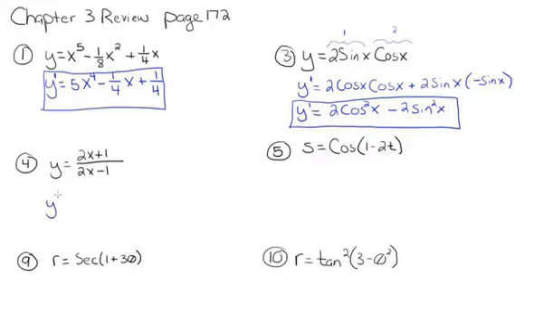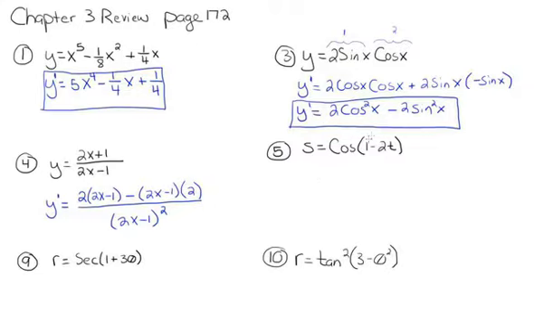Question 4, quotient rule. The derivative of the top, 2, times the bottom, minus the top times the derivative of the bottom, just 2, over the bottom squared. The numerator in this would clean up pretty well, but we're going to, again, just leave it for now.